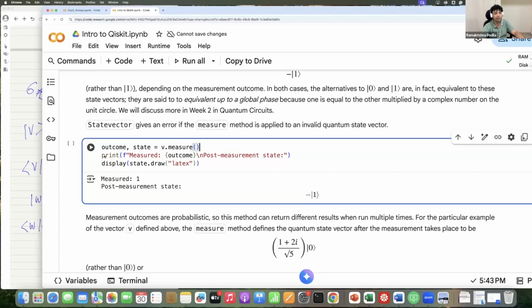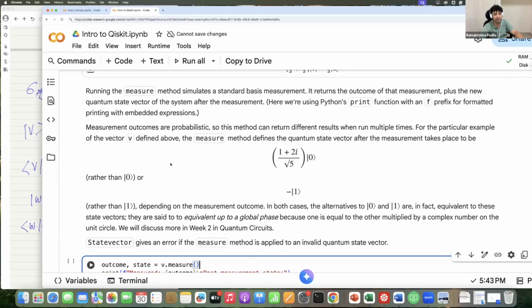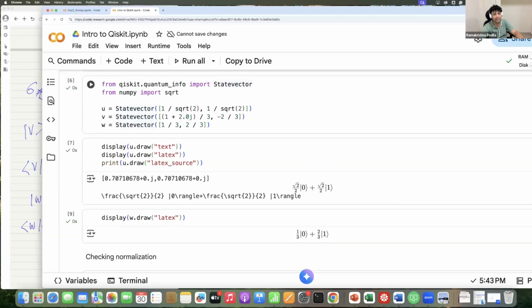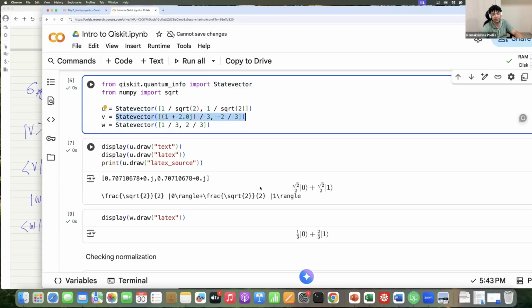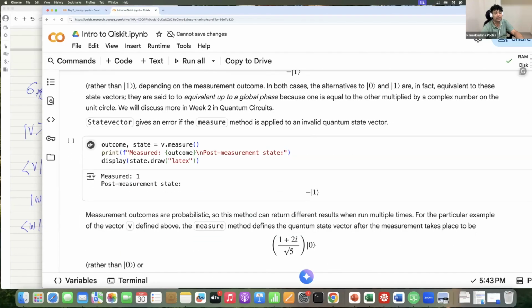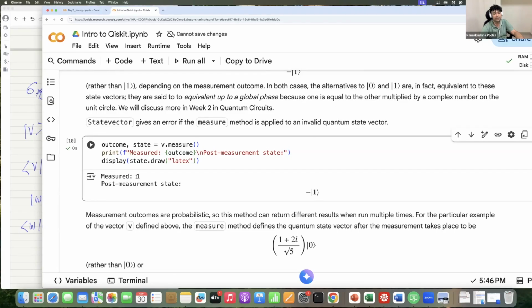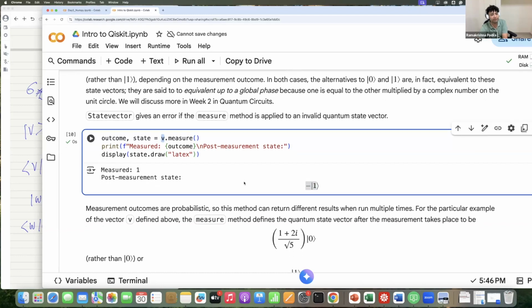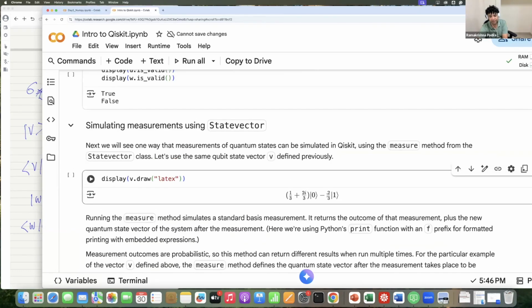So let's see what happens. I prepare the state V. Remember that when I define the state V here as the state vector, that is a preparation procedure. Now when I make a measurement on that, I get measurement is 1, and post measurement, now the state has changed because you measured it. Now your preparation procedure is the definition of V plus the measurement. I hope you are able to follow me. So your state is no more V, because we defined V as this.